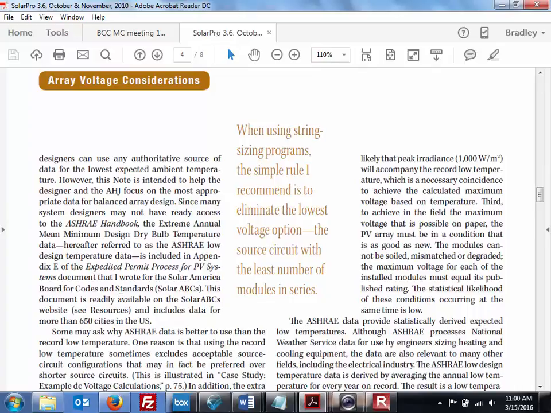Yeah, this might be worth looking into. Expedited permit process for PV systems documentation, solar ABCs.